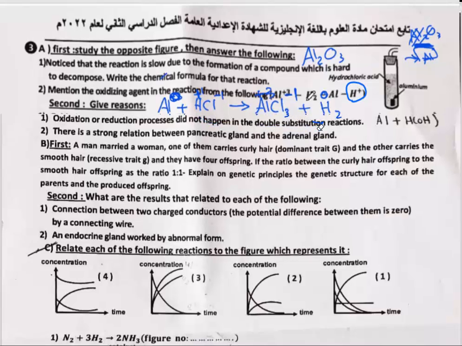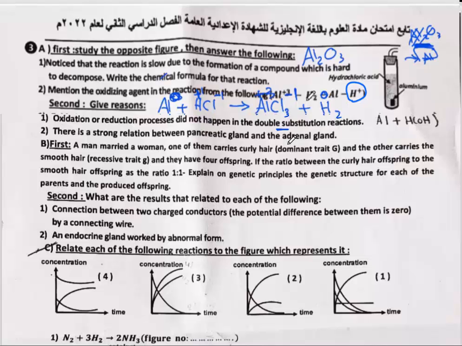Give reason. Oxidation or reduction process didn't happen in double substitution. Easy, because in double substitution, there is no losing or gaining of electrons. Losing or gaining happens only in oxidation or reduction reactions. In double substitution, it's only substituting between the elements.